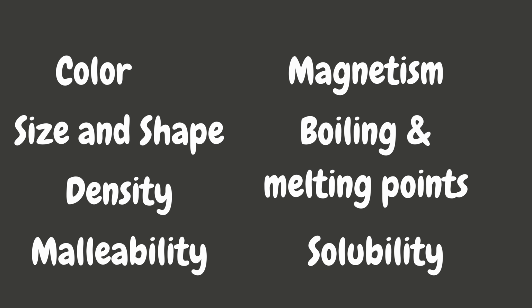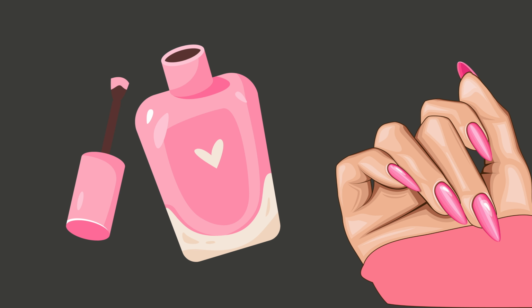Physical changes happen when these properties change, but the substance stays the same. Example: nail polish. It starts as a liquid, dries into a solid, but it's still nail polish.